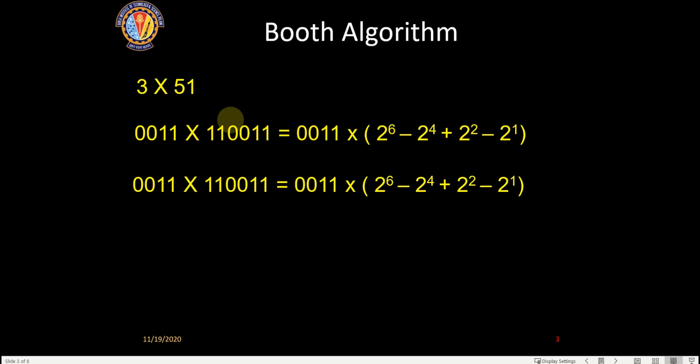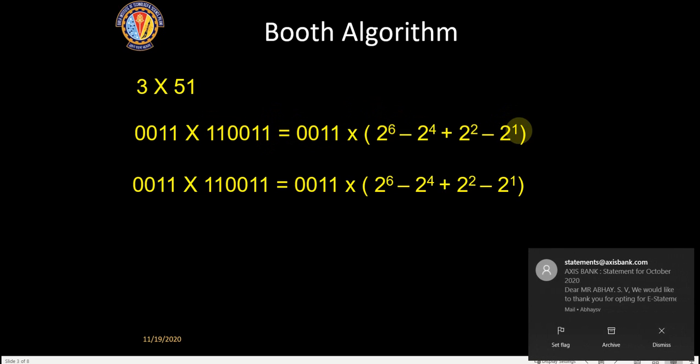In Booth's algorithm, you split the number into runs of ones and zeros, and you only take care of the transitions from 0 to 1 and 1 to 0. Whenever there is a 1 to 1 or 0 to 0, you don't do anything. If it is a 0 to 1, you make a plus transition, and 1 to 0 you make a negative. Here we are assuming there will be a 0 here, so 0 to 1 we are making a positive transition. Similarly, in the end we are assuming there is a 0 here, so 1 to 0 we are making a negative transition. Right. All right, sir, understood.